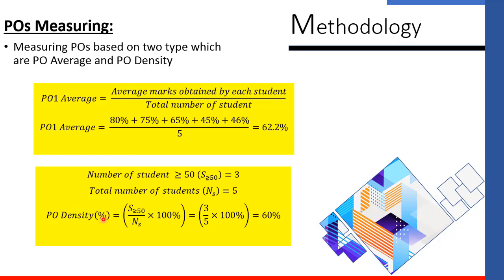While for the PO density, we see how many students obtained marks that exceed 50. For this example, the marks that score higher than 50 are from 3 students. So 3 over 5 times 100%, so the PO density is 60% here. So this is how to measure the PO average and also the PO density.